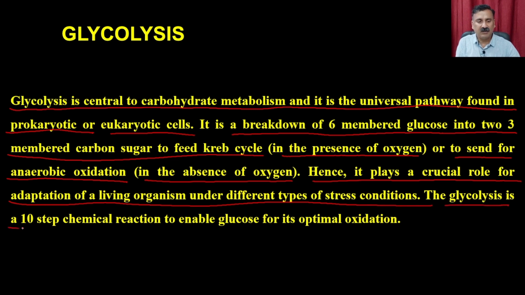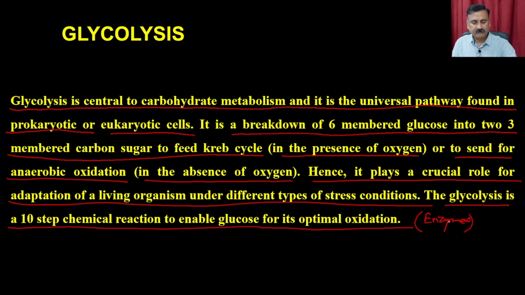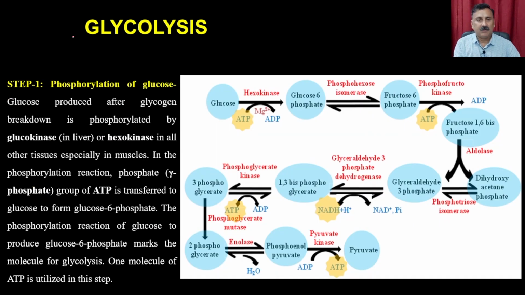Glycolysis is a 10-step chemical reaction to enable the glucose for its optimal oxidation, and all these 10 reactions are going to be catalyzed by different types of enzymes. So the first step, as we already discussed, is the phosphorylation of the glucose molecule. This is the first reaction, which is going to be catalyzed by the enzyme called hexokinase.